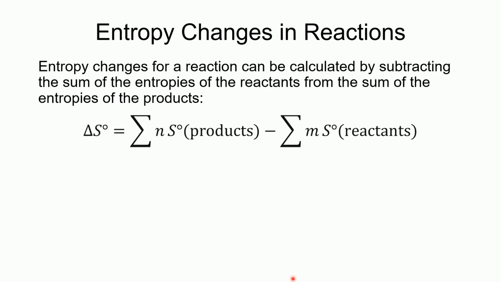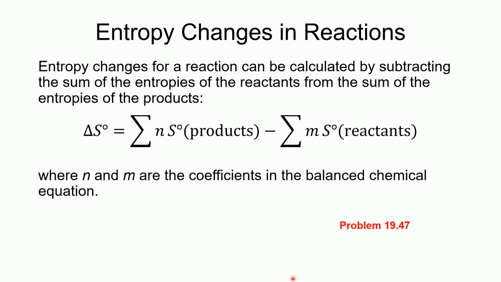Now, you have seen an equation like this before back in General Chemistry 1 when we did the calculation for the change in enthalpy by looking at enthalpies of formation. So here, this is pretty much the same thing. We're going to do exactly this kind of calculation. So the best way to demonstrate this is just to look at the problems. So we're going to look at number 47.